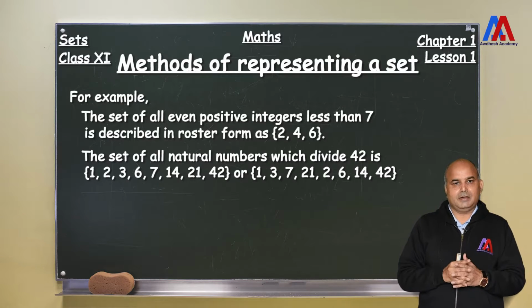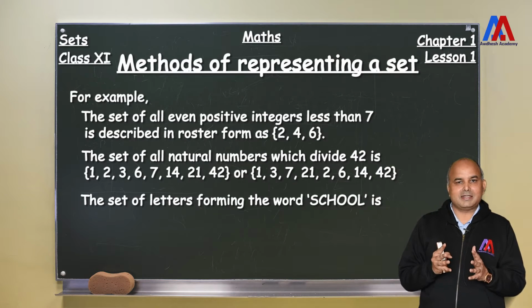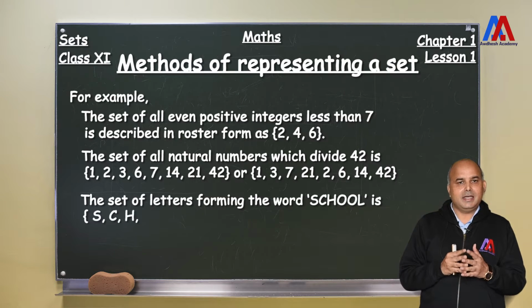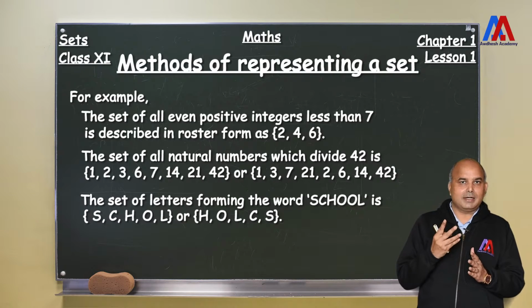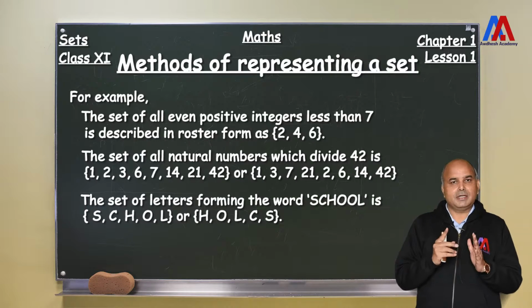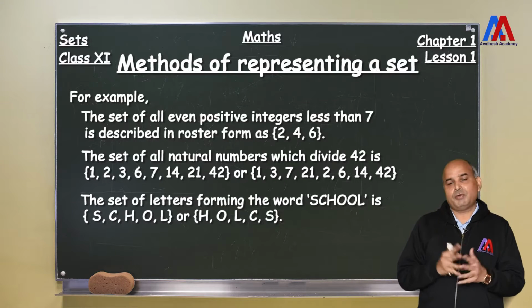The sequence is immaterial. In the same way, for example, if you want to write another set, the set of letters forming the word SCHOOL, then the set will be S, C, H, O, L or H, O, L, C, S. Here you have seen that in the word school, the letter O appears twice, but in the set it will appear only once. So once you have written the letter O, that's sufficient. You don't have to write a letter twice. So this is an important thing to understand.